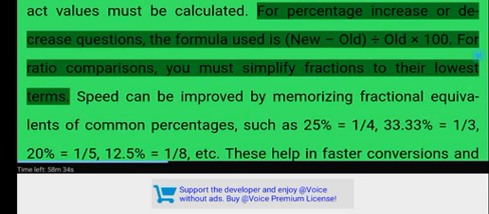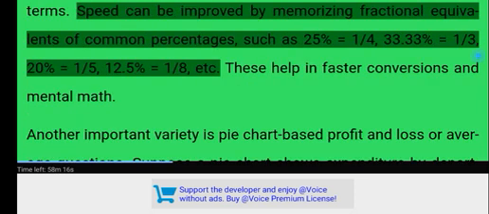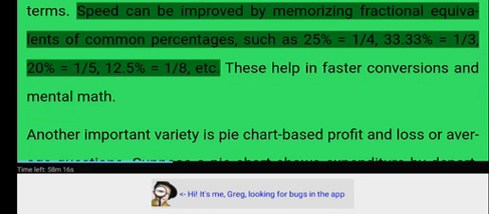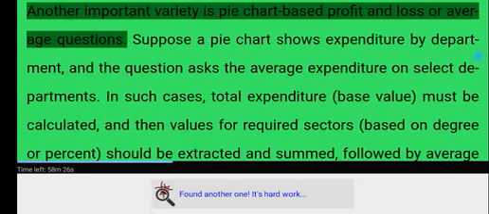For percentage increase or decrease questions, the formula used is (new minus old) divided by old times 100. For ratio comparisons, you must simplify fractions to their lowest terms. Speed can be improved by memorizing fractional equivalents of common percentages, such as 25% equals 1/4, 33.33% equals 1/3, 20% equals 1/5, 12.5% equals 1/8, etc. These help in faster conversions in mental math.